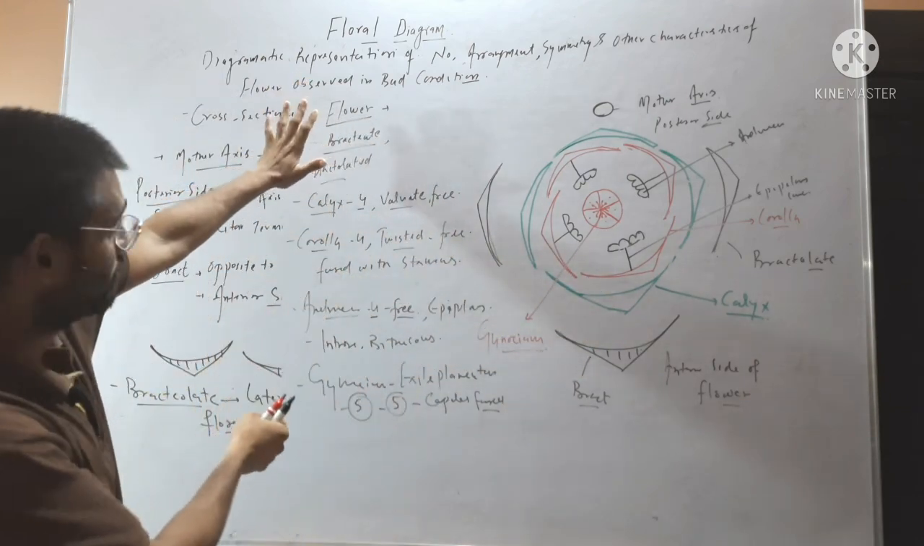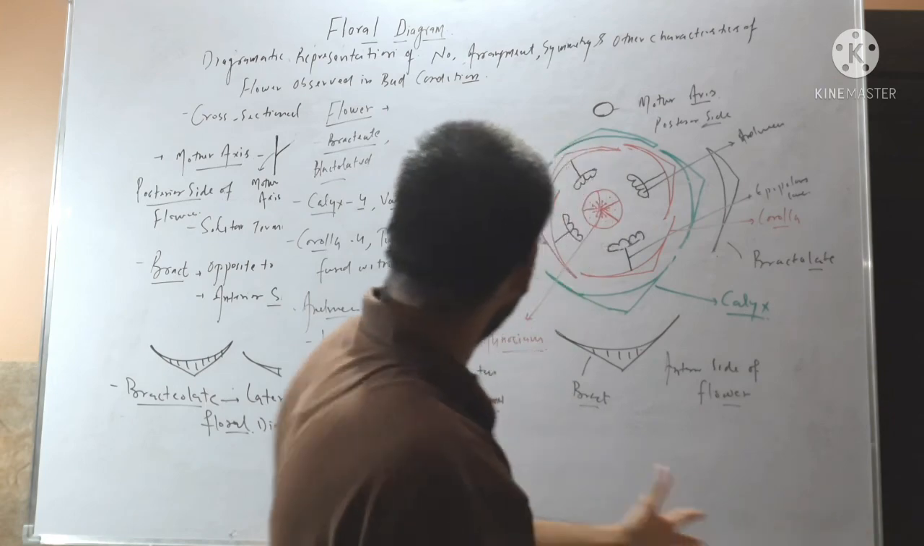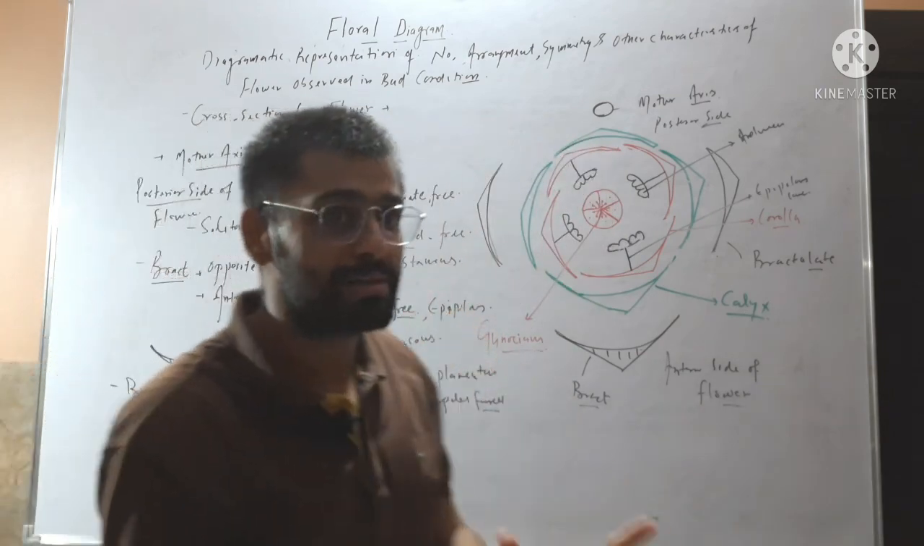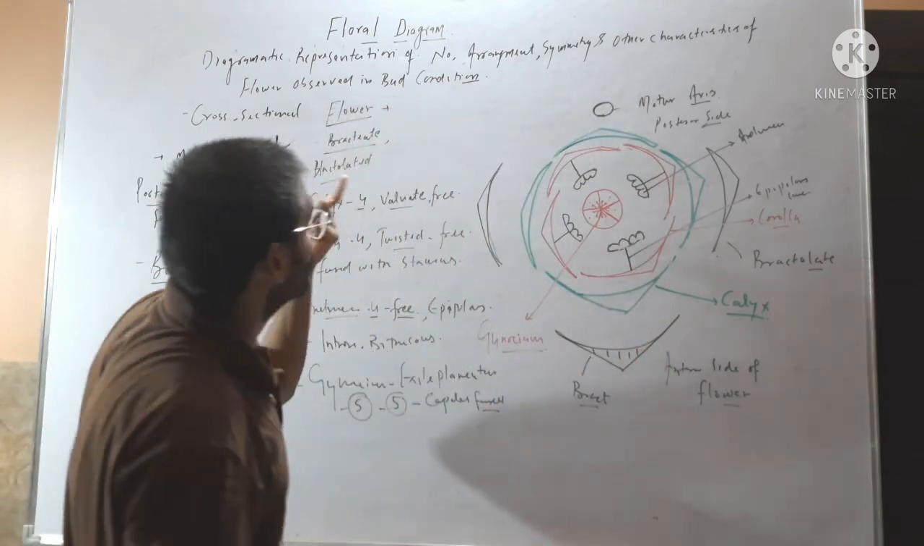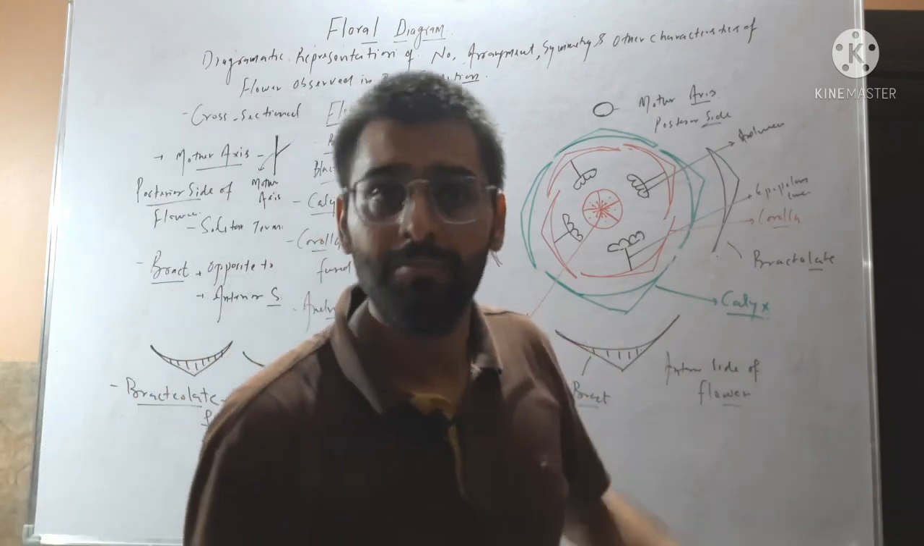So we have a flower. First we noted the characters of that flower. Then by using the symbols that are used in a floral diagram, we can draw a floral diagram very easily.